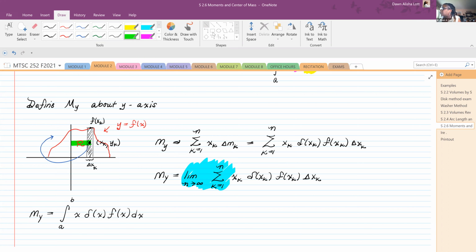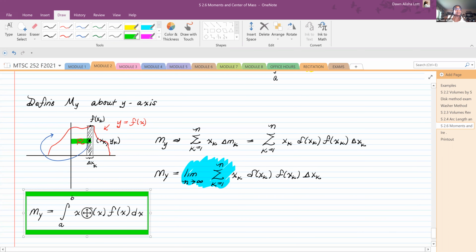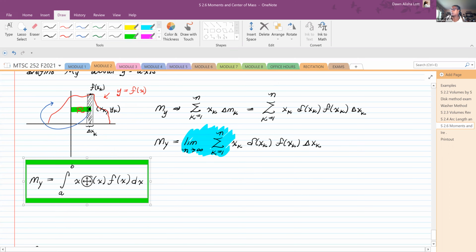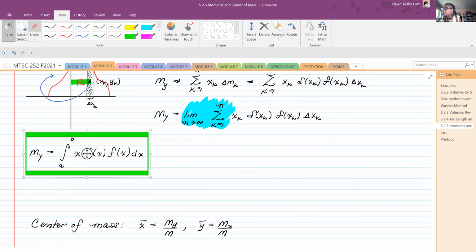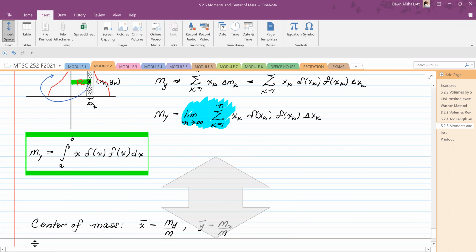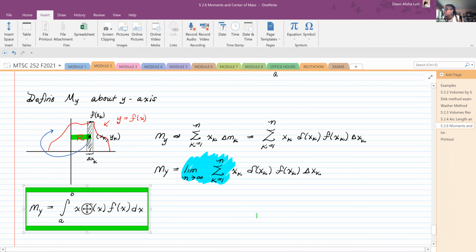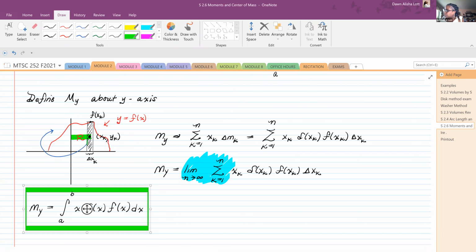So that one is correct. It's the other one that was wrong. This one is right. The moment about the y-axis is correct. The one that's wrong was the moment about the x-axis. Yes, this is the moment about the y-axis, My. That is its desire to rotate. See my blue circle here? It is the desire for it to want to rotate about the y-axis.